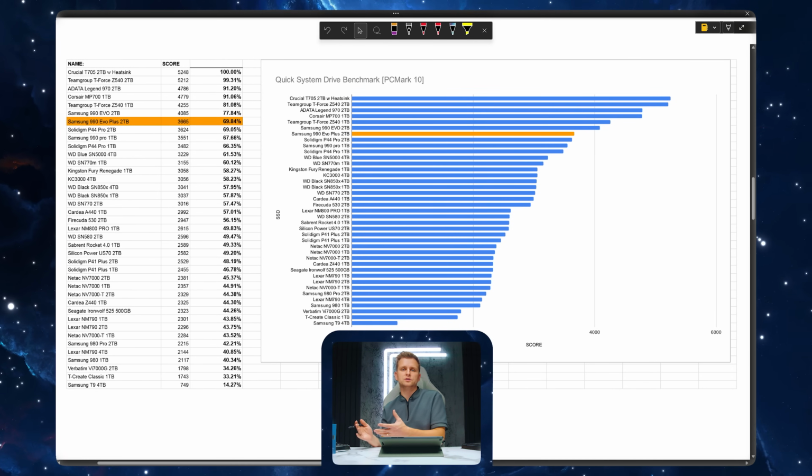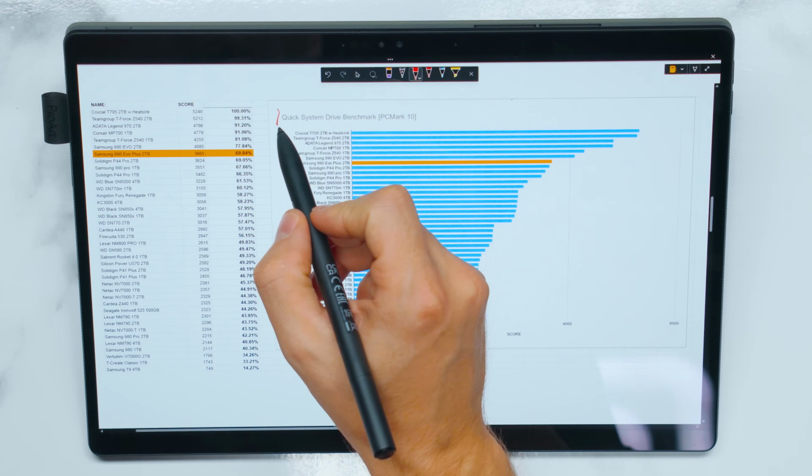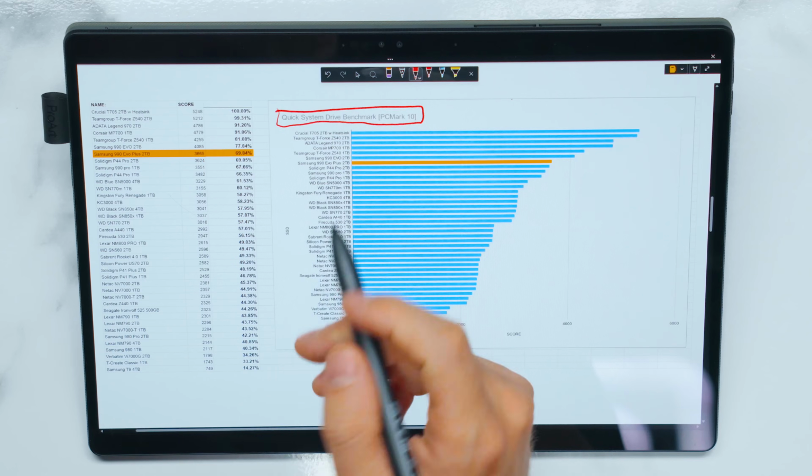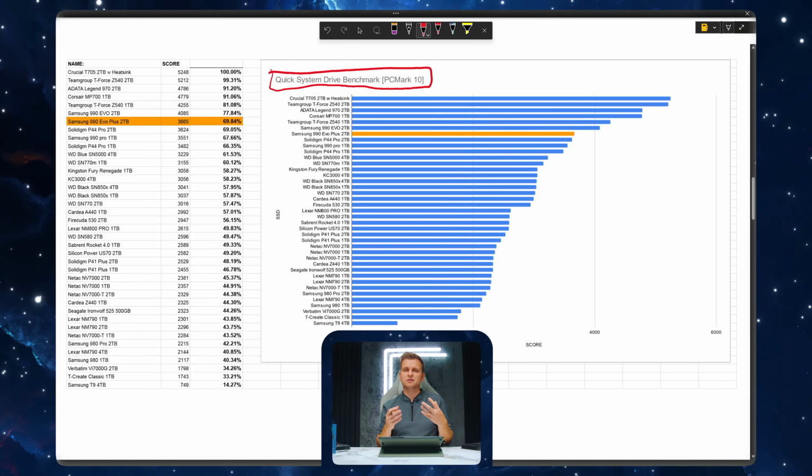If you put it into your system, how does it work in terms of applications? Am I going to get faster loading speeds? How does this work? So this is Quick System Drive Benchmark by PC Mark 10. And what this benchmark does is it actually utilizes the drive in a light load.